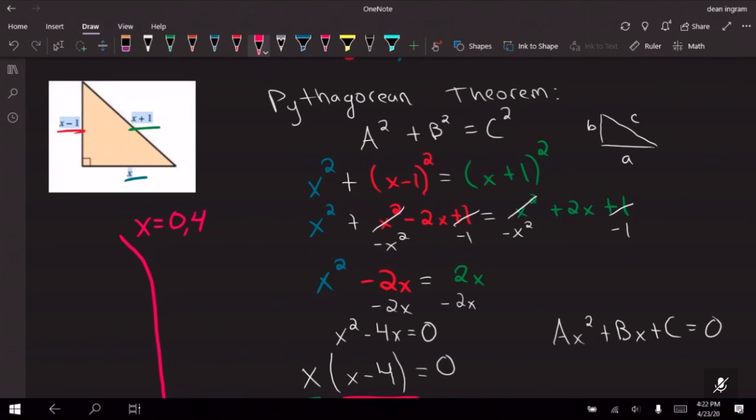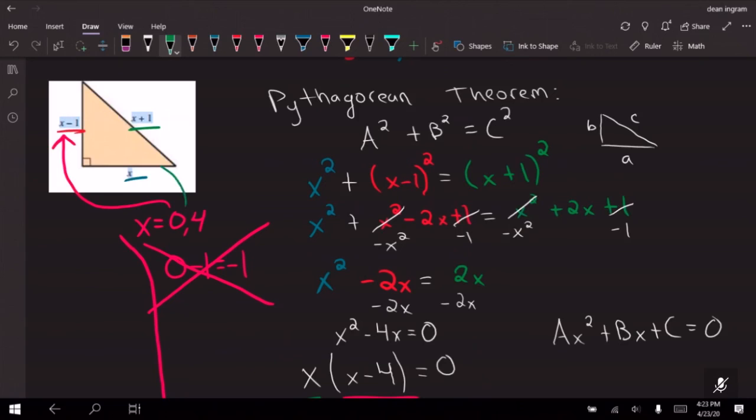So we have expressions for the different side lengths, and if we plug x equals 0 into one of our side lengths, we get 0 minus 1, which is equal to negative 1. And the length can't be negative, and it can't be 0. So we are going to have 0 not be a solution for this answer.